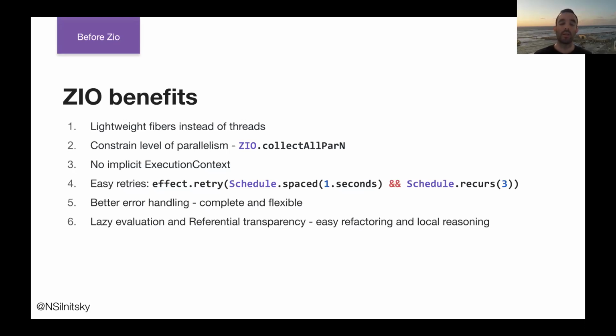Better error handling. So when we moved to ZIO, we gained a lot of confidence that we can control exactly how errors are propagated, where to catch them, and know that nothing was going to fall through the cracks, and a lot of flexibility in error handling as well. And the classic gain of functional programming, lazy evaluation, and referential transparency, meaning that it's really easy to refactor stuff and not worry about behavior change. And local reasoning, so you can look at a method's code and know exactly what it does without needing to look at the context, what happens before or after.